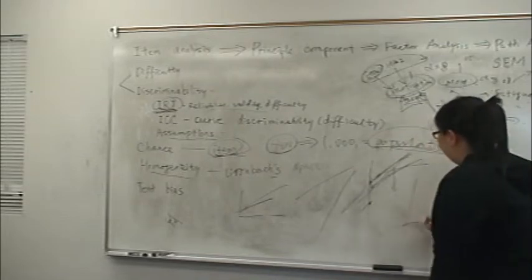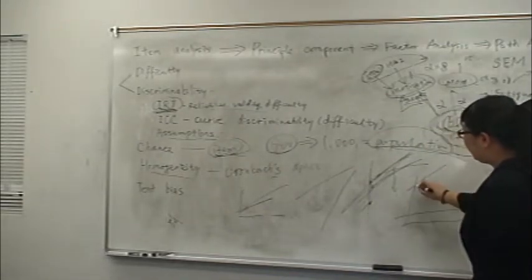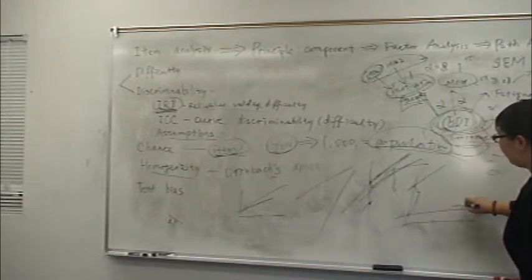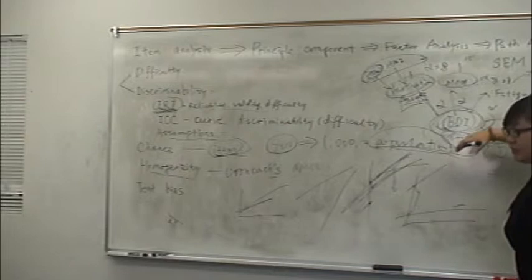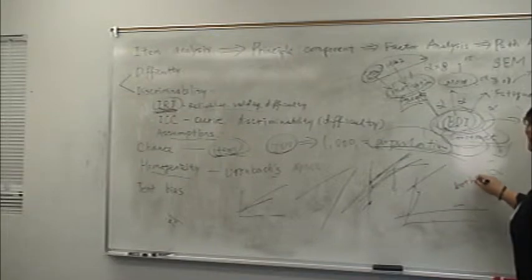For example, let's just say this one has both an intercept bias, because this is a huge difference, and also the slope is totally different. This one really leans upward. This one is very flat. So it has both biases.